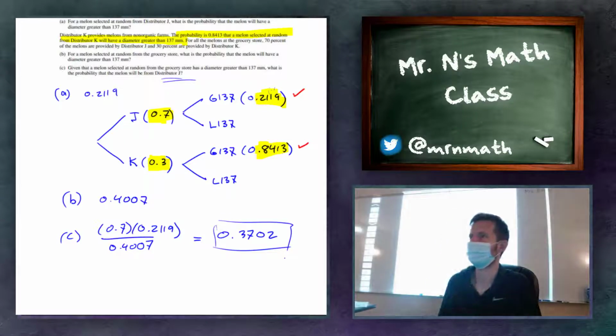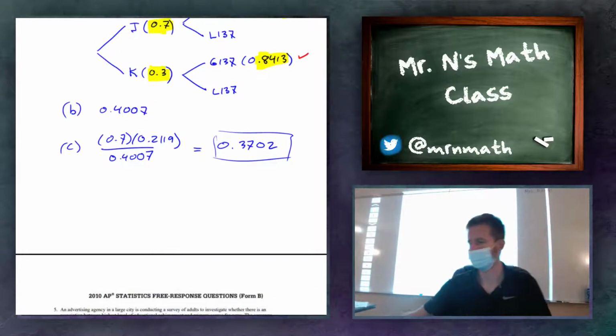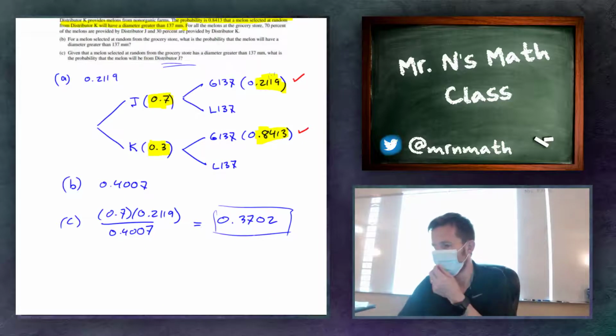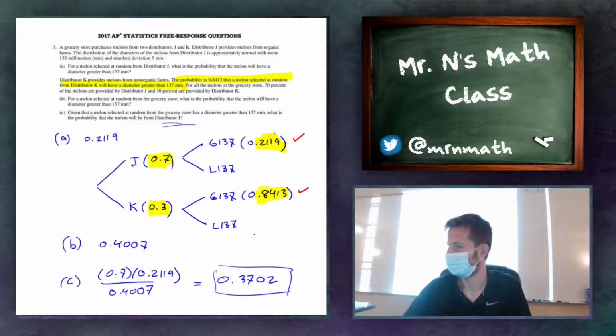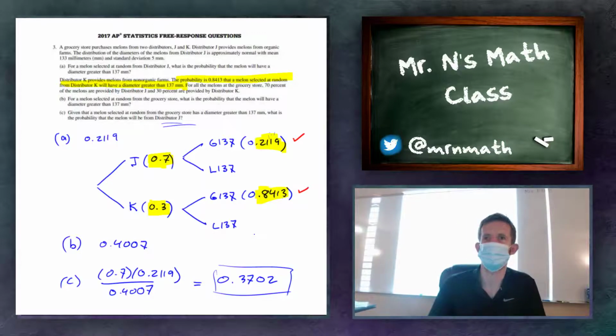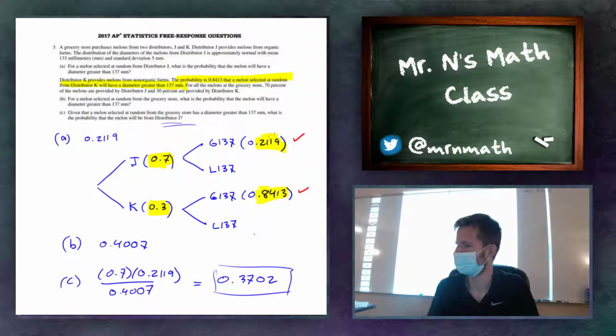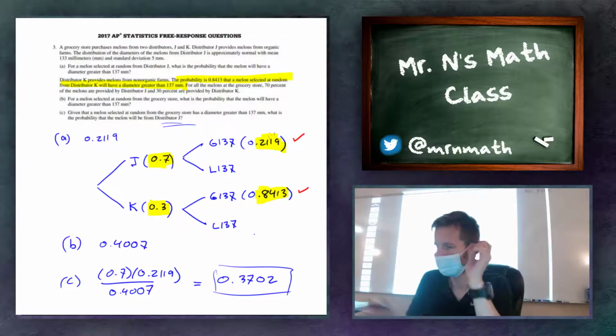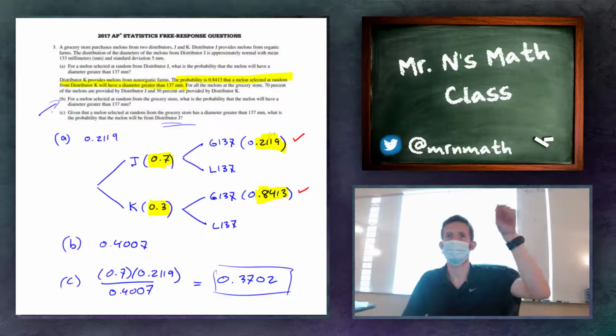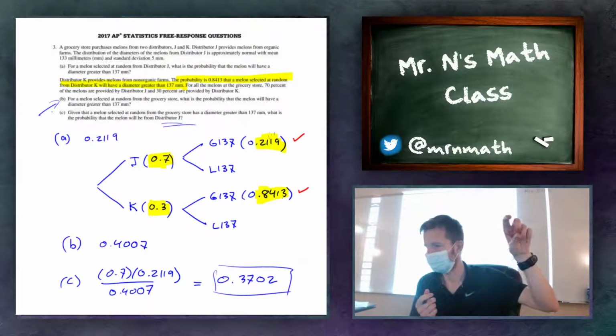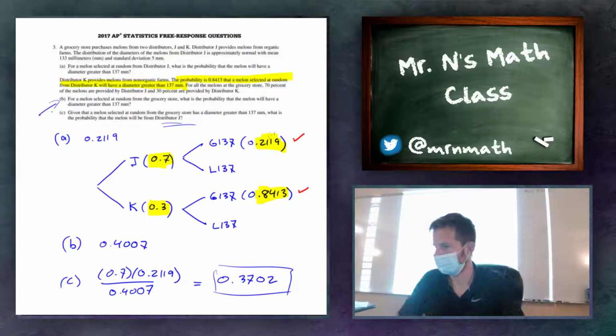So how does that look? 0.3702? Yeah. This is very much the kind of problem that is totally fair game for next week's quiz, where you've got a probability tree, and then you've got to do one of these where it's like given something.